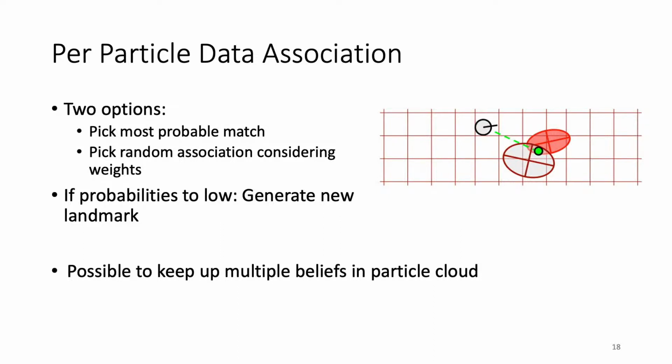By doing this per particle data association, it's actually possible to keep up multiple beliefs in a particle cloud. If you remember in the example for the Monte Carlo localization, for a pretty long period we could hold up our belief that we could theoretically be in 2 completely different positions. So this is one of the benefits of the FastSLAM, that we can have multiple beliefs.